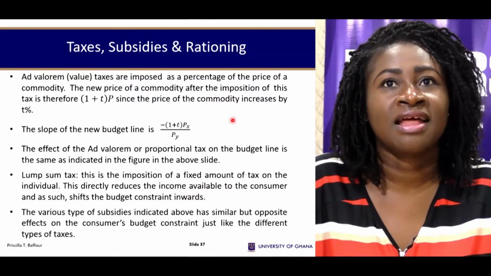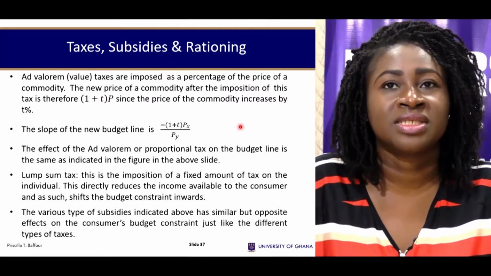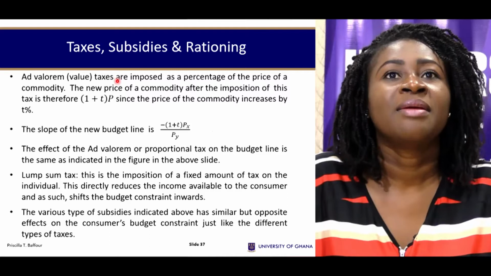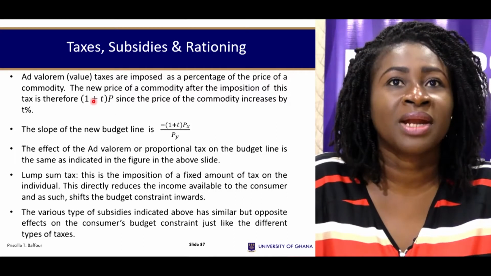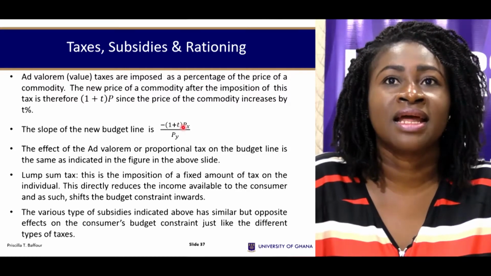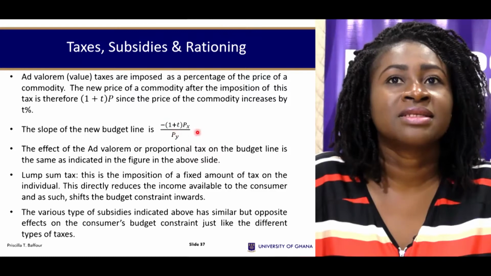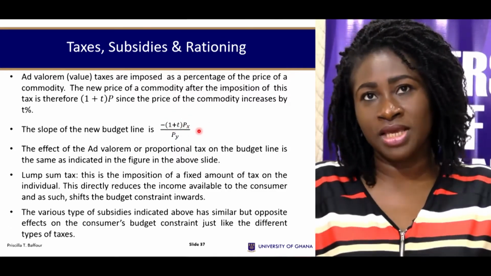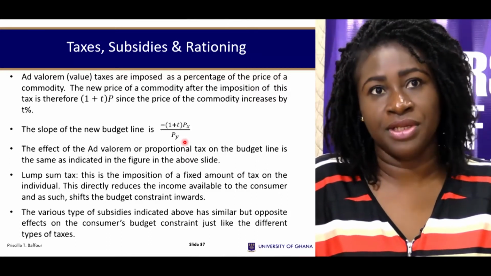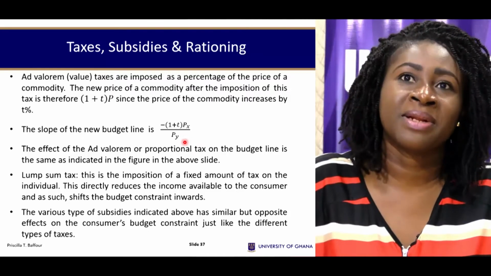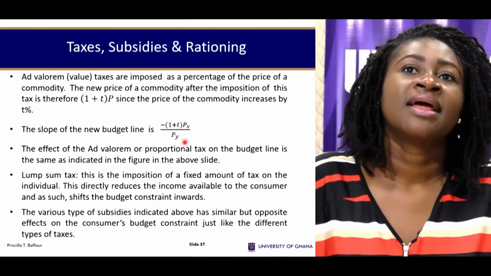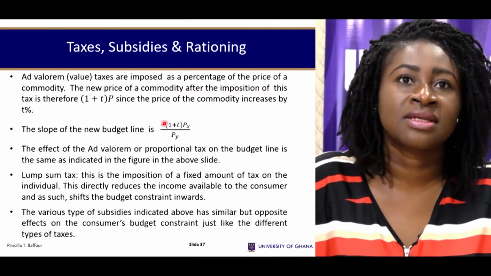With an ad valorem tax, on the other hand, it is a percentage of the price of the commodity, and this is like your VAT, your typical VAT is a percentage of the price of the commodity. So that means that the new price of the commodity now becomes 1 plus the tax, which is a percentage, multiplied by the price of the commodity, right? So the slope of the new budget line becomes minus (1 plus T) times PX divided by the price of Y, where good X is the good on which the tax has been imposed. The same principle would apply. It will be a rotation of the budget line inwards because the price becomes expensive, but the slope is different from the quantity tax, right? That is the only difference you need to know.